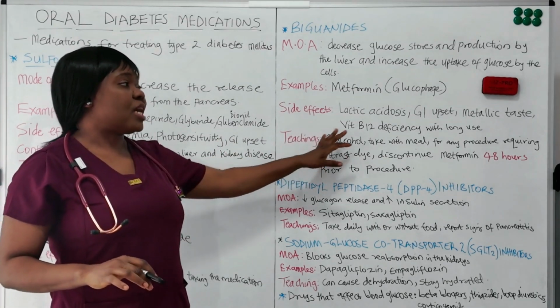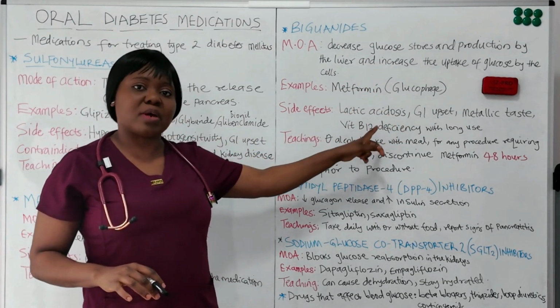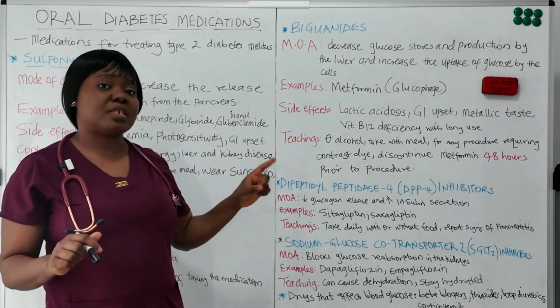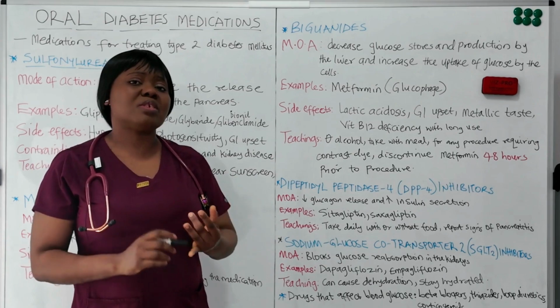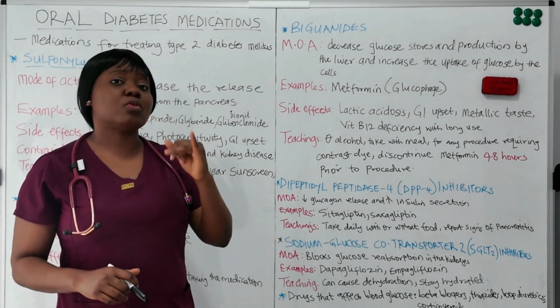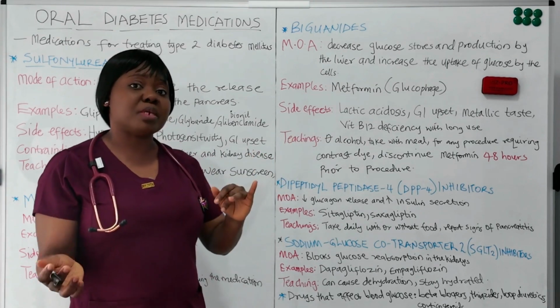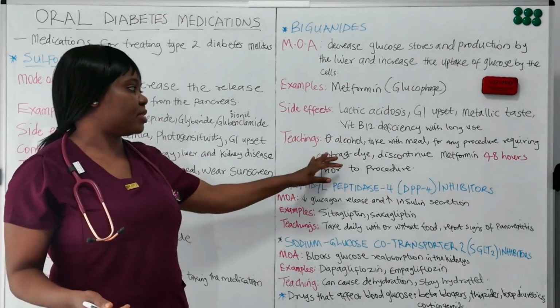And then GI upset is also common with the biguanides. Now, something so important again that you need to teach the patient about this medication. One is no alcohol because it's going to worsen the hypoglycemia. Another thing, you're going to teach them to take it with a meal because of the risk of hypoglycemia.